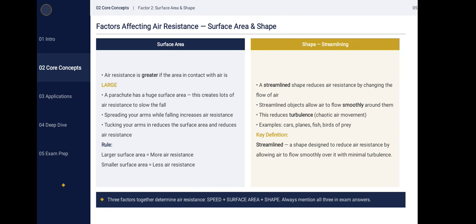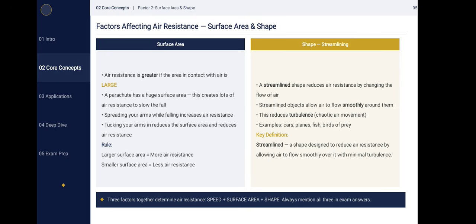The final factor is shape, and this brings us to the concept of streamlining. If you look at a modern high speed train, like a maglev train, or a racing car, or even a shark, you will notice that they all have a similar teardrop or pointed shape like a fish. This is not just for aesthetics, it's functional. A streamlined shape is designed to allow air particles to flow smoothly over the surface rather than crashing into it.